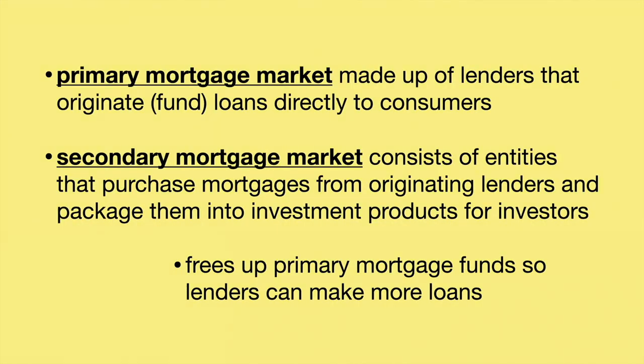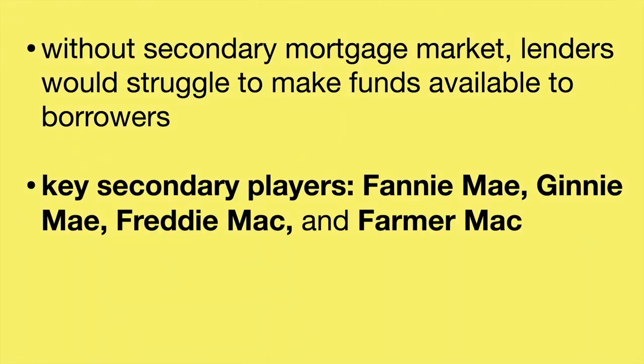The primary mortgage market is made up of lenders that originate and fund loans directly to consumers. The secondary mortgage market consists of entities that purchase mortgages from originating lenders and package them into investment products for investors. This frees up primary mortgage funds so lenders can make more loans. Without the secondary mortgage market, lenders would struggle to make funds available for borrowers.